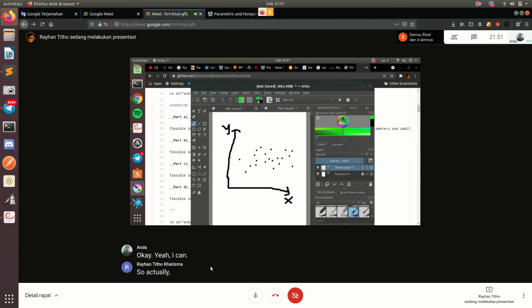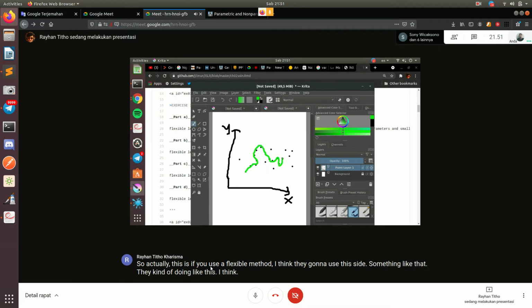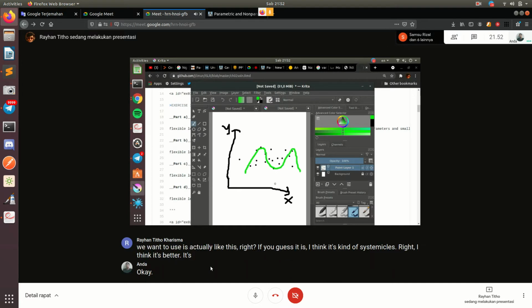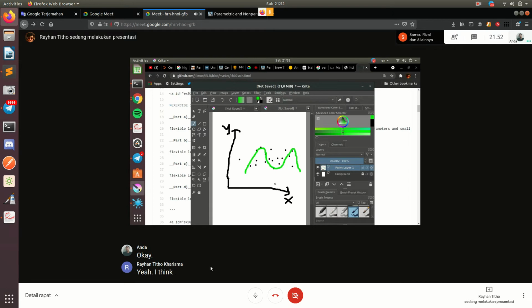So actually, if you use a flexible method, I think they are going to do something like this. But what we want to use is actually like this, right? I think it's kind of a sinusoidal method. I think it's better. I think that's why a flexible method.